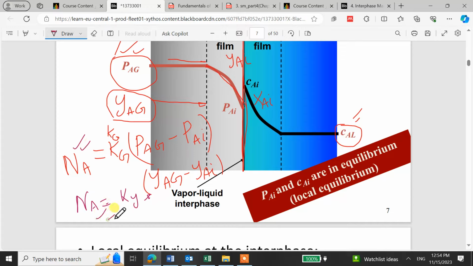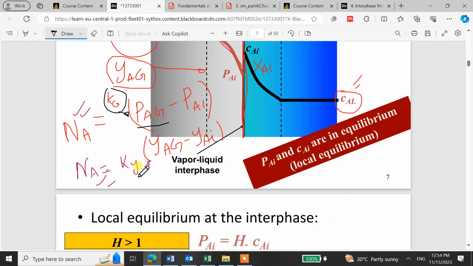Flux and flux. So accordingly this kg unit will change. Flux equals kg times this, which is pressure, so the unit of kg will be the unit of flux divided by pressure. For ky, this is a mole fraction, it is unitless, which means the unit of ky will be the same as the unit of flux.